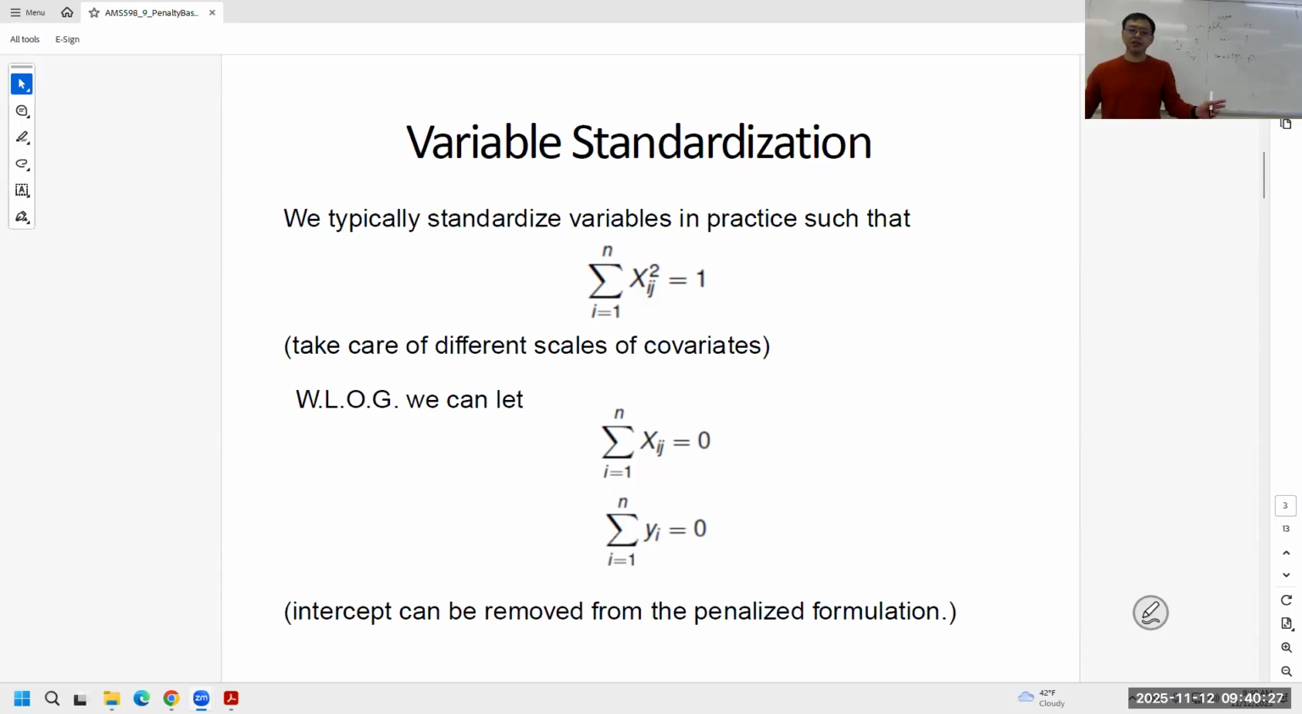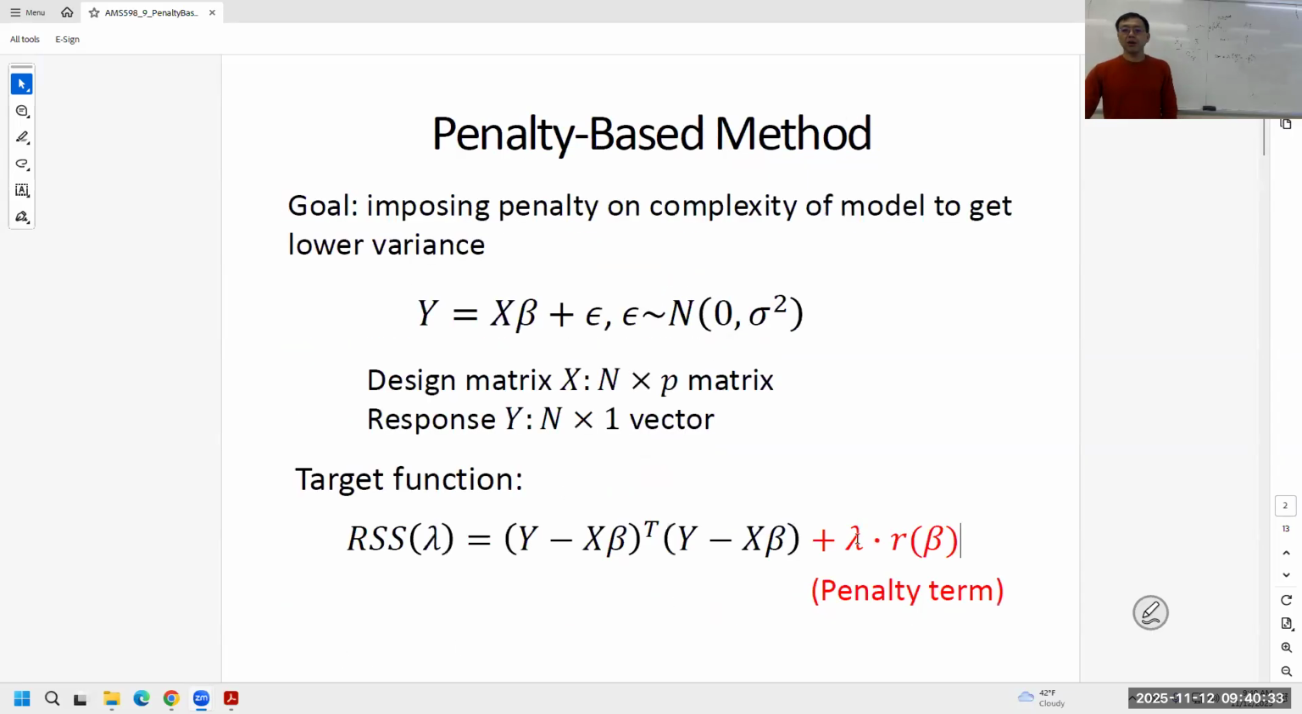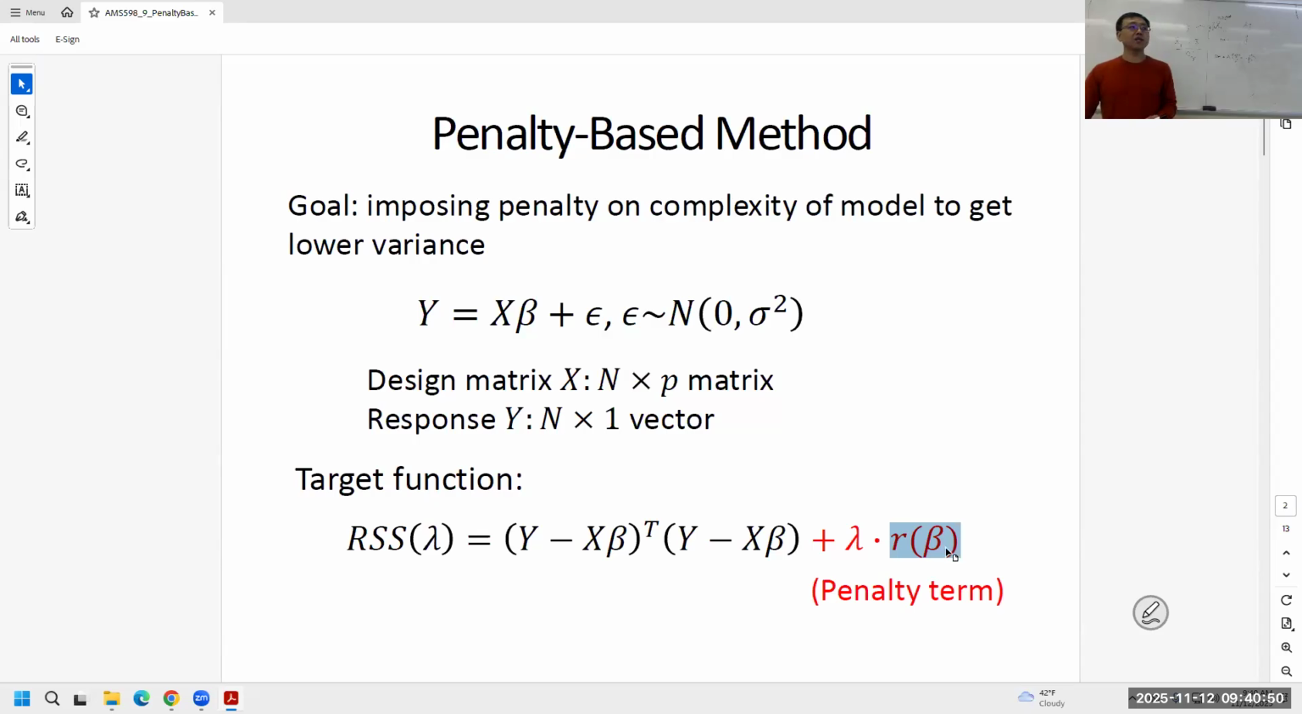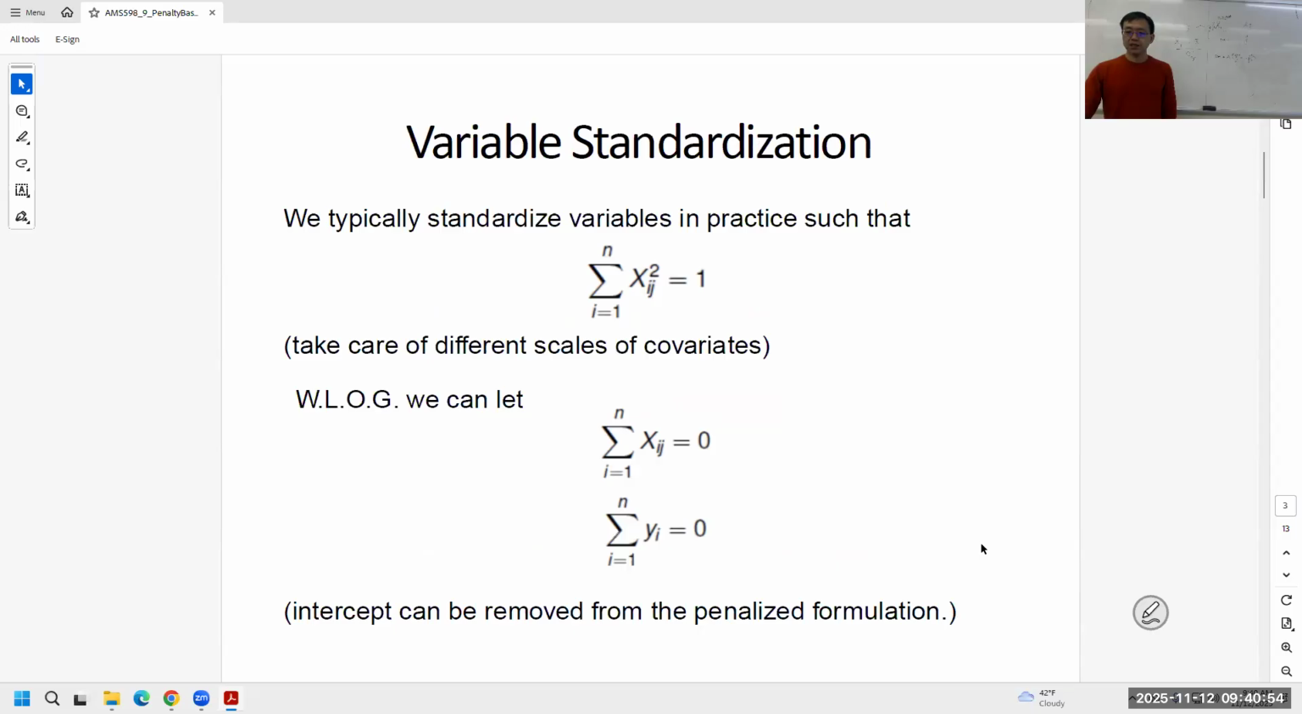Once you do this standardization, in the regression problem the intercept is basically gone. So when we talk about the penalty, we're not penalizing the intercept, but rather penalizing the beta coefficient for each x. So this is another thing: the penalization on beta does not include the intercept.